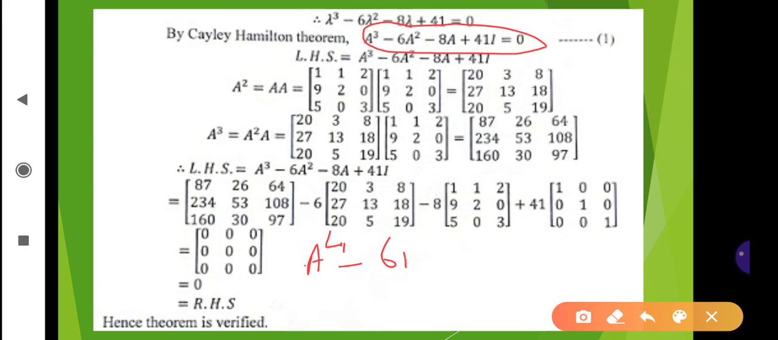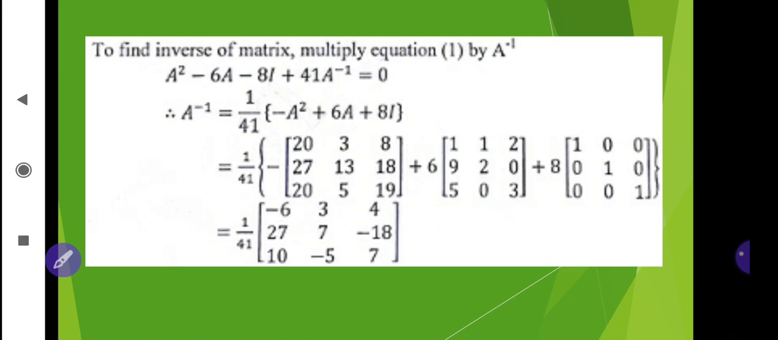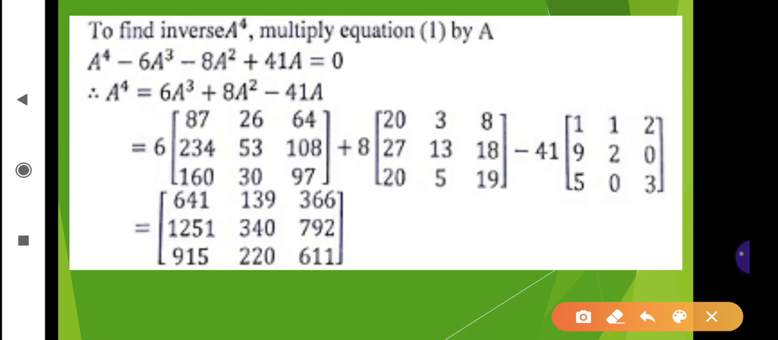minus 6 A into A square, that is A cube, minus 8 A into A, that is A square, plus 41 I into A, that is 41 A, is equal to 0. We will get this equation. So I am going to write this equation directly in the next slide. Now we have to calculate the value of A raised to 4. So rearrange the given equation for A raised to 4. We will get 6A cube plus 8A square minus 41A.